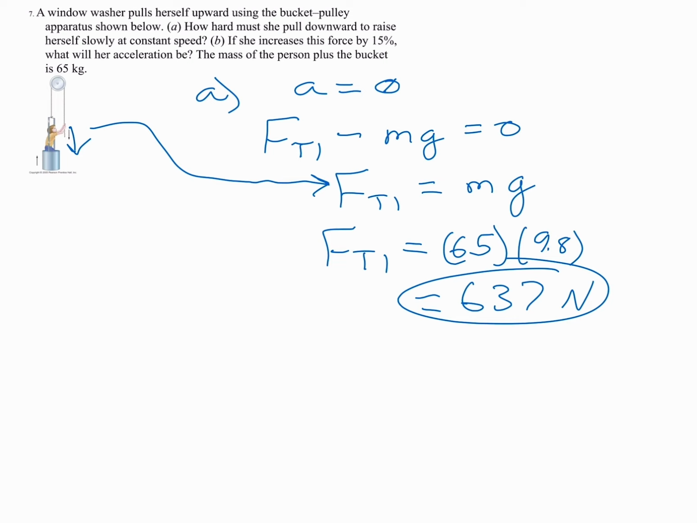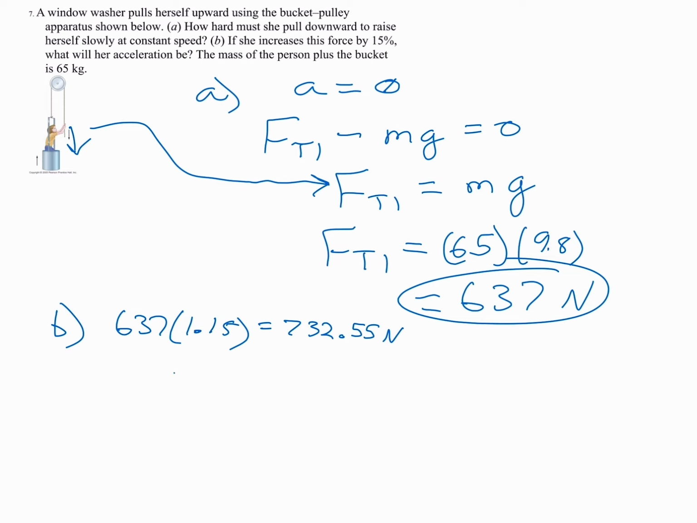Now, part B. In part B, she's going to pull with more than 637 newtons. She's going to actually increase this by 15%. So let's figure out what she is pulling by multiplying by 1.15. That's 115% of the actual pull. And it comes out to be 732.55 newtons. This is now the actual force that she's lifting with. So therefore, this is also now the tension force.